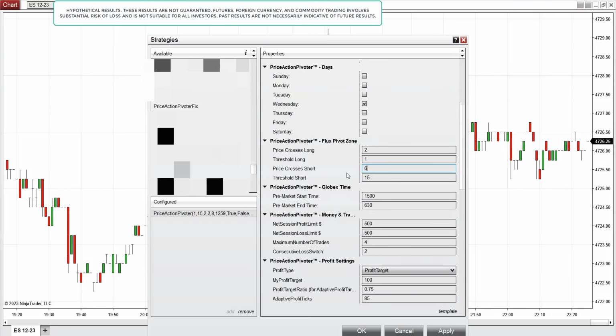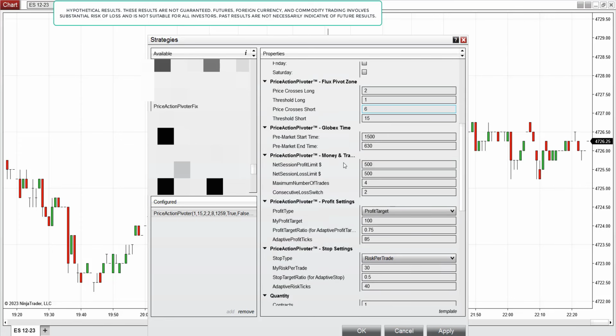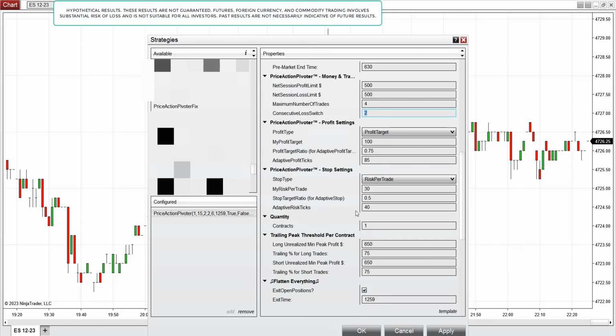So I was using this as a parameter, 21615. You can confirm that from yesterday's video too. And these are my setups. So 4 trades, stop looking for further trades during a futures session. 2 consecutive losing trades, switch directions. Still, we're going to use a 100 tick profit target, 30 tick stop.